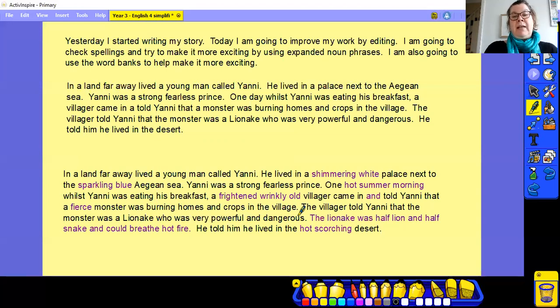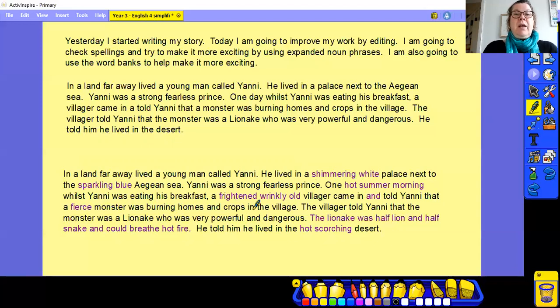But what I have done next is add in a sentence that describes the lion ache, because I thought actually I want my reader to know what the lion ache looks like. So I've written here, the lion ache was half lion and half snake and could breathe hot fire. And then the last part I've improved is where it says, instead of just being he lived in the desert, I've done it as the hot, scorching desert. So you can see that I've added quite a few expanded noun phrases into my writing to make it more interesting for the reader to listen to.